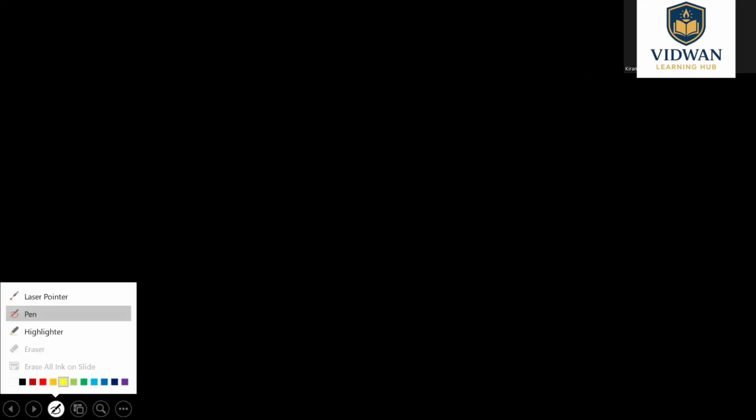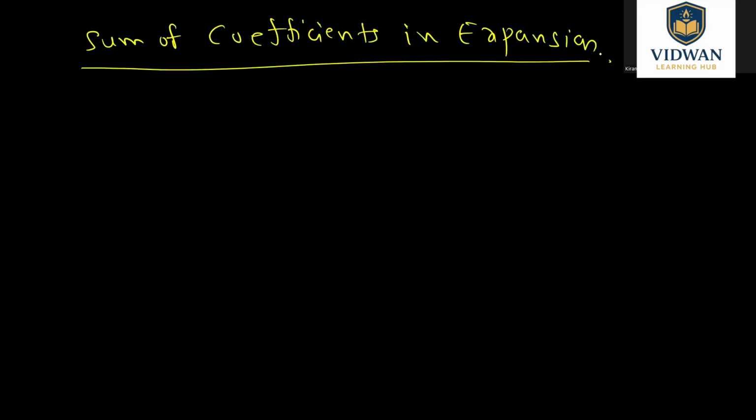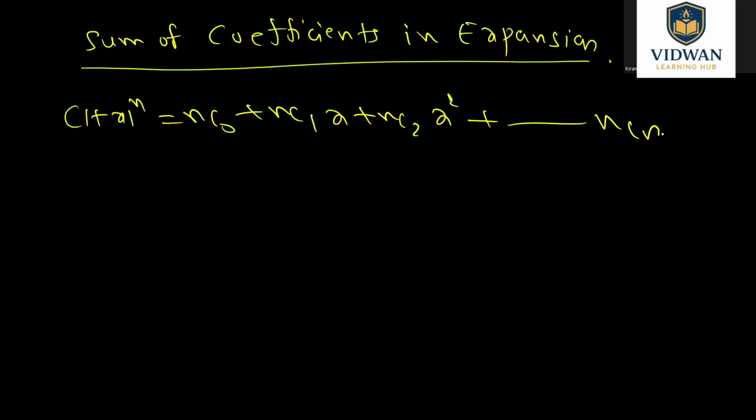After this, the next questions will be based on the sum of coefficients in binomial expansion. Sum of coefficients in expansion can be for binomial, trinomial, any multinomial expansion. For solving questions of this type, let us first start with the expansion of (1 plus x) power n. We can write this as nC0 plus nC1 x plus nC2 x square and so on up to nCn x power n. Because it's a function of x, I'll call it f of x here.